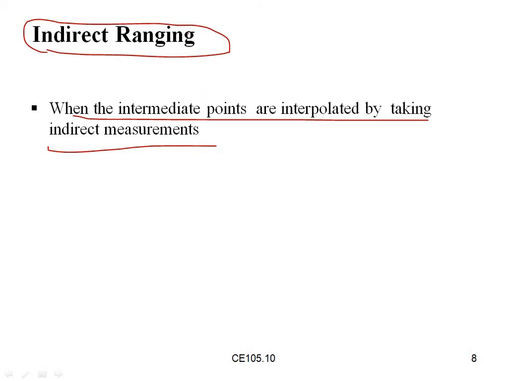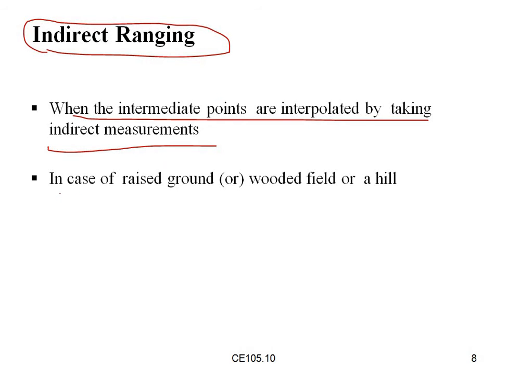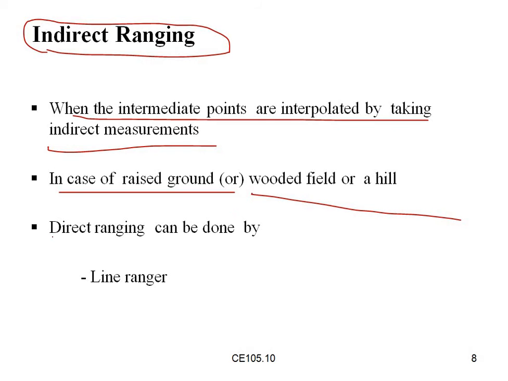Now we have to do indirect ranging in case of raised ground, wooded field or a hill. So if the ground is not flat, or if the ground is raised or at the top, or a wooded field or a hill is there, in those cases indirect ranging will be done. Direct ranging can be done by eye ranging and line ranging.